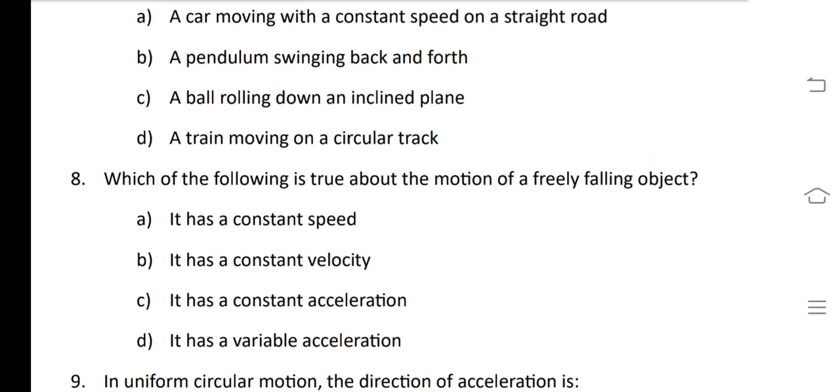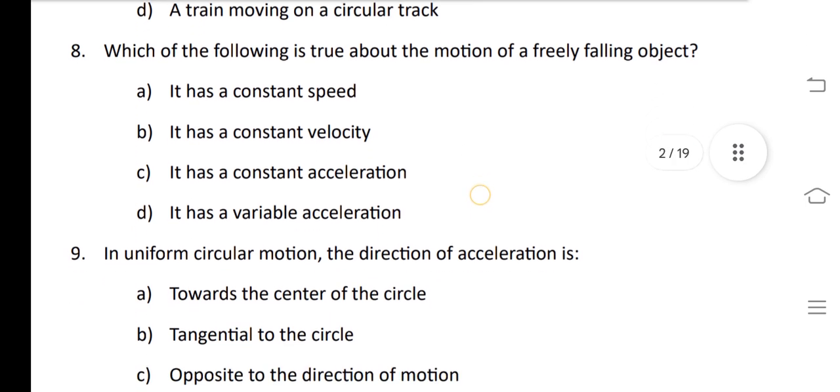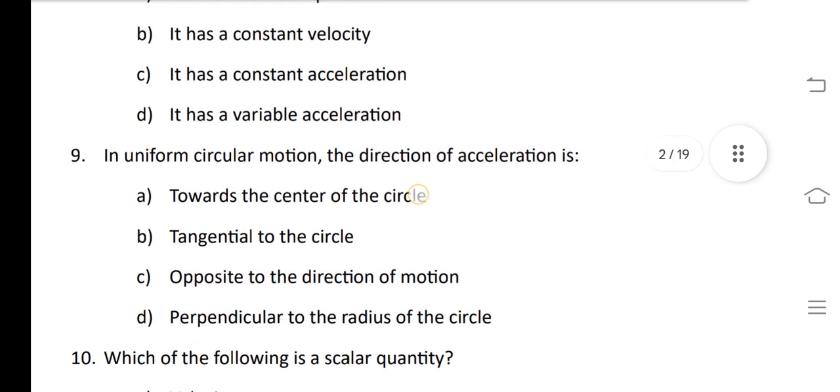Our next question, which of the following is true about the motion of a freely falling object? That means it has constant acceleration and it is due to gravitational force. Our next question is, in uniform circular motion, the direction of acceleration is always directed towards the center of the circle. Option number is correct.